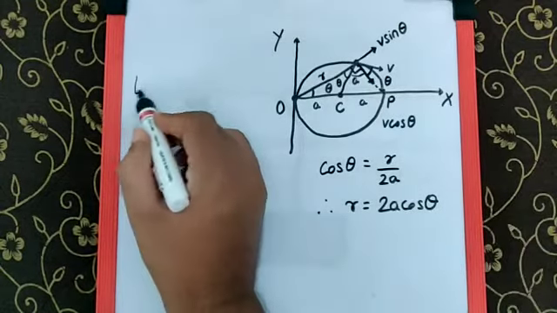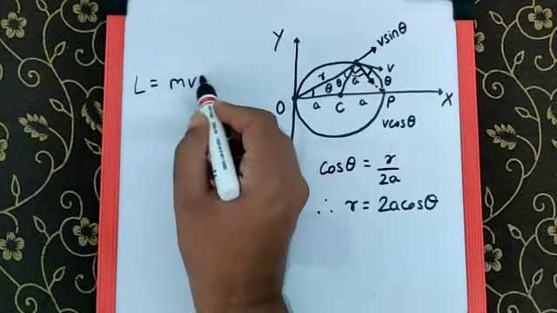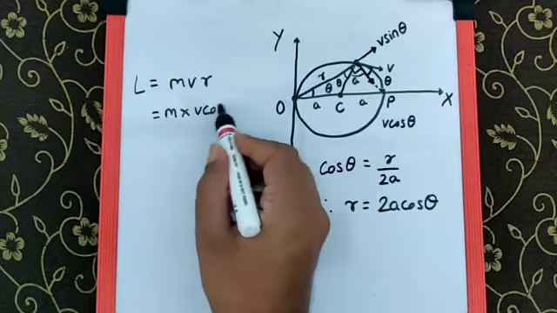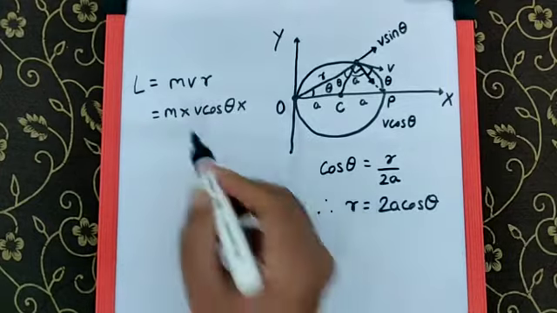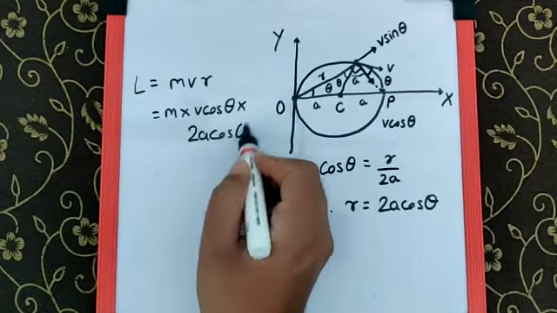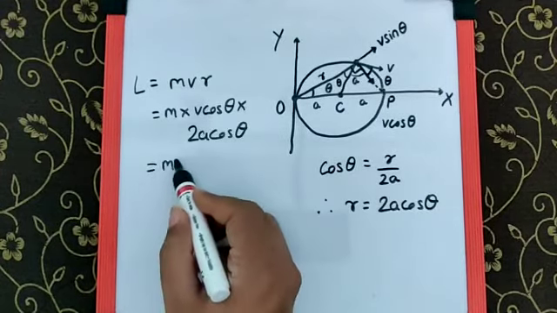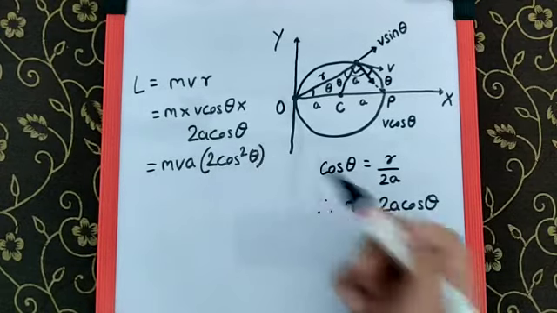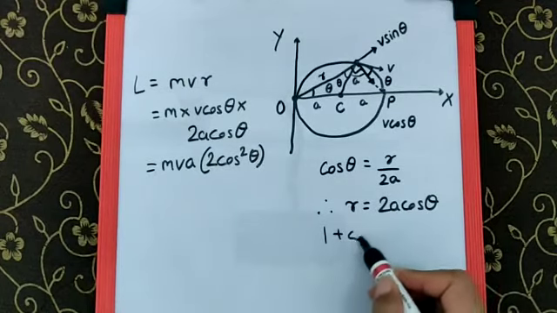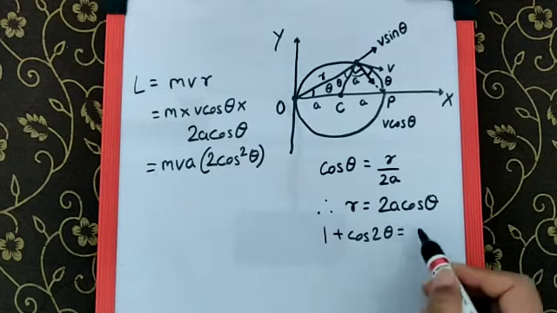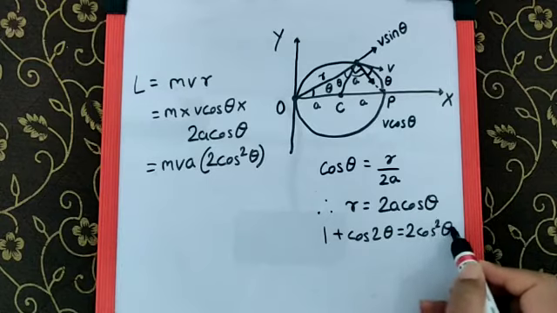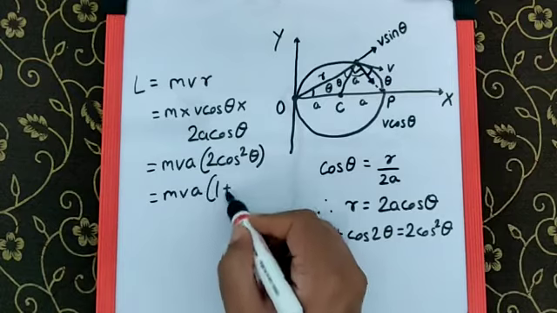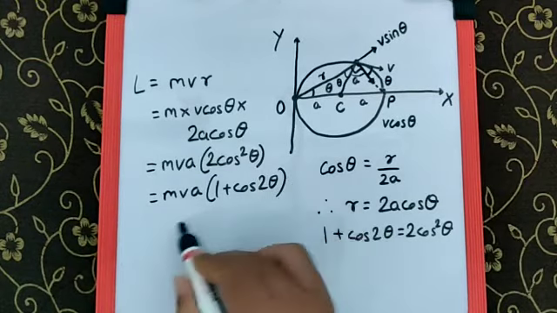Now if we go for angular momentum, it is going to be mvr, where m is as it is, v over here is nothing but v cos theta, and r as we got is 2a cos theta. That makes the angular momentum m v a into 2 cos square theta. Now I hope you remember the trigonometry formula that 1 plus cos 2 theta is 2 cos square theta. That makes the final answer m v a bracket 1 plus cos 2 theta.